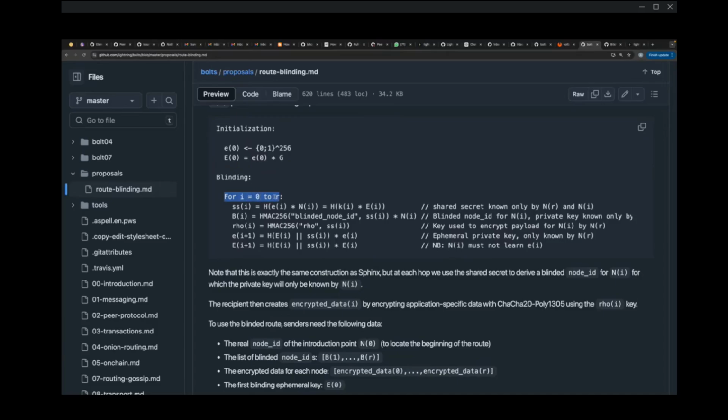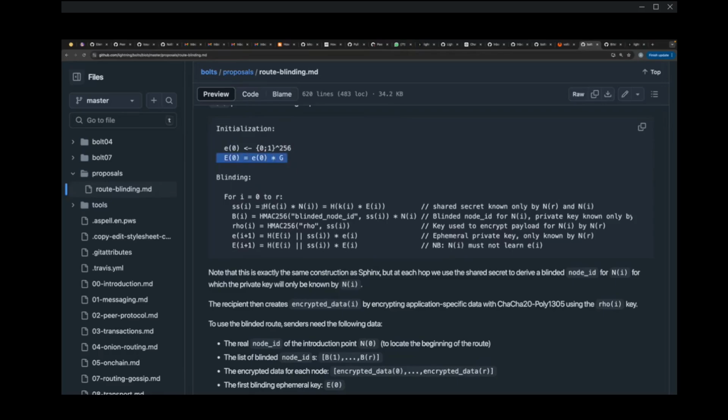Now, for i equals 0 to r, it basically creates a shared secret with each node inside the blinded route. SS here stands for the shared secret. The shared secret is derived from the private ephemeral key multiplied by the node ID of the node that you're creating your shared secret with. So the receiver would know the private key that it has created, but the person that it is creating the shared secret with won't know this. It would only know the public ephemeral key.